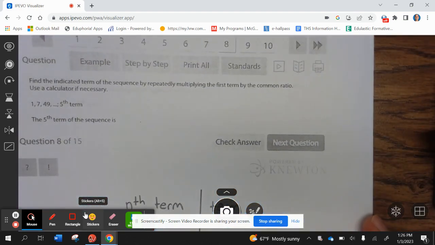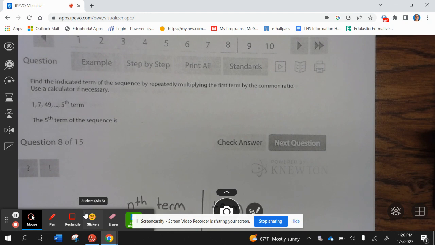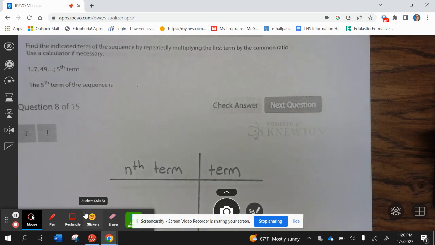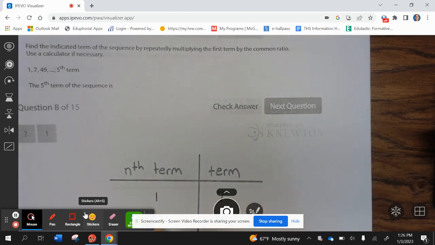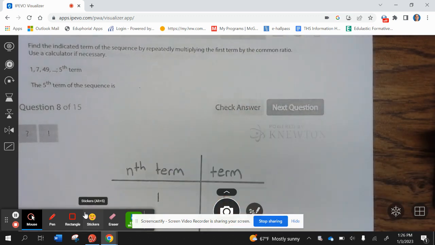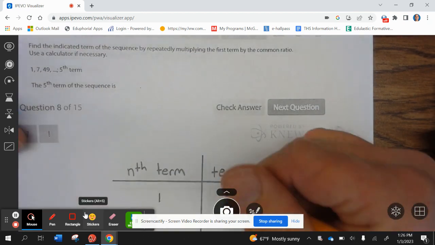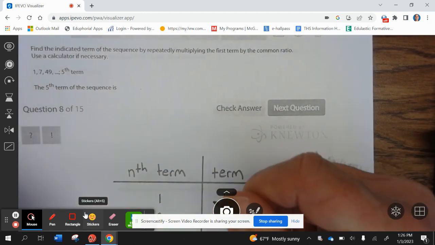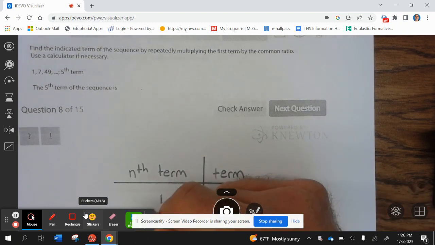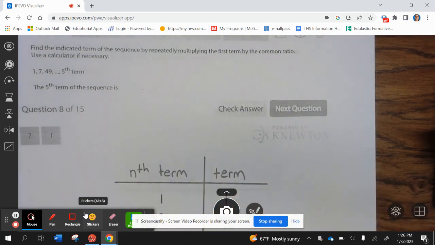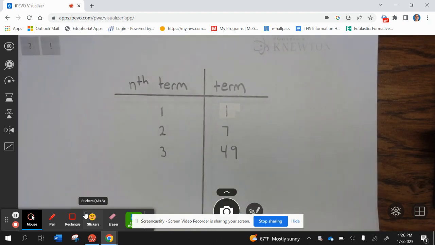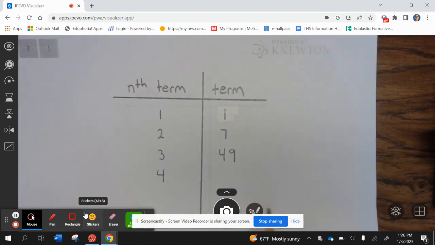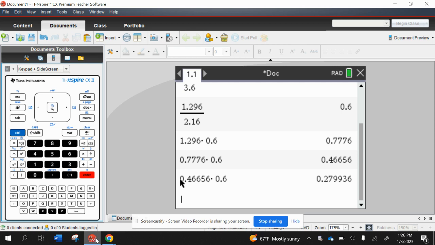All right, example 8. Find the indicated term of the sequence by repeatedly multiplying the first term by the common ratio. So this one's pretty simple. The first term is 1. Second term is 7. Third term is 49. And you can see we're multiplying by 7. So the fourth term, we need to multiply by 49. So let's go to our calculator.